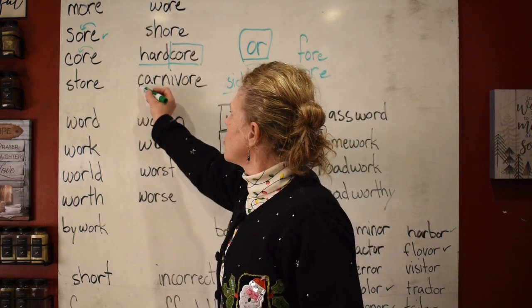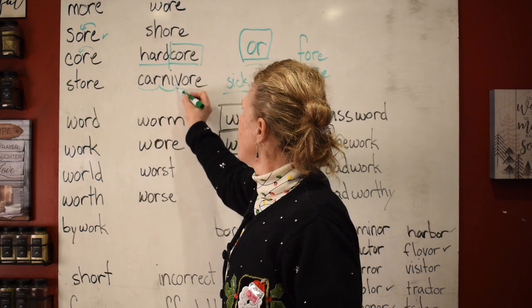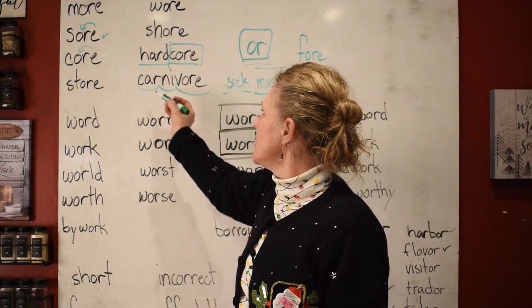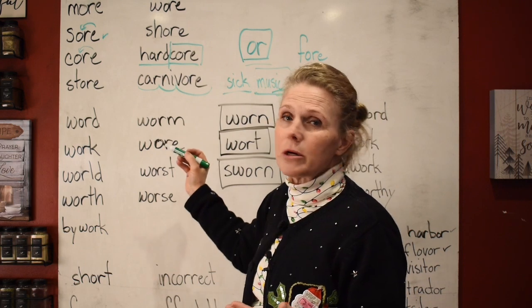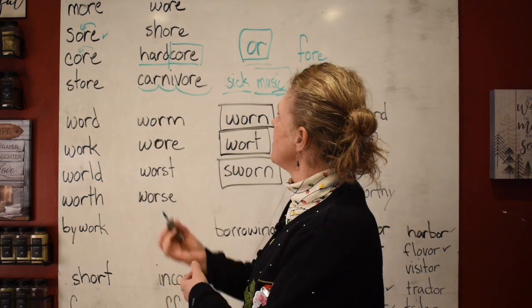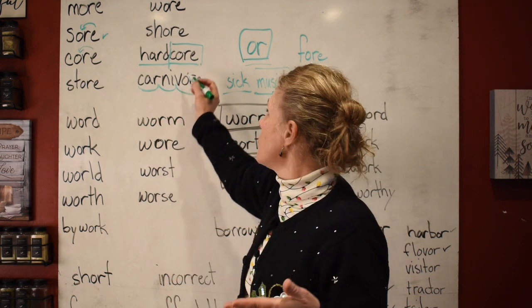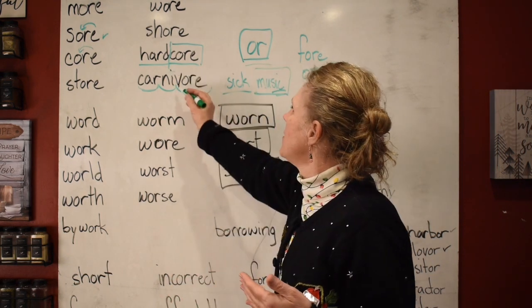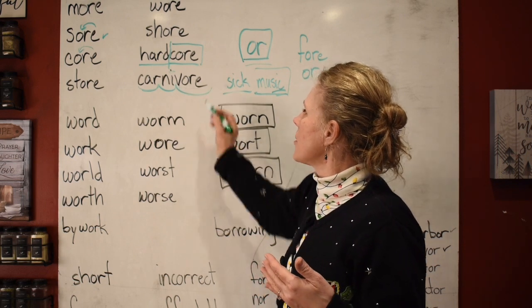Now this says carnivore. So see how it works in multi-syllable words? AR says R, this is a vowel R syllable, and this is an open I in the middle of a word, so it's saying I, and then vor, v, or.